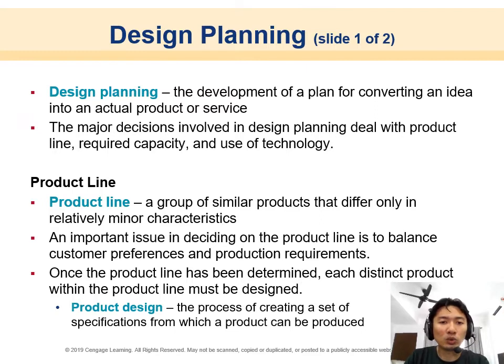An important issue when we decide on a product line is to balance customer preference and production requirements. We have to balance what customers want, what they prefer, and also our production requirements. Marketing managers play an important role in making product line decisions. Each distinct product within a product line must be designed. Product design is the process of creating a set of specifications from which the product can be produced.